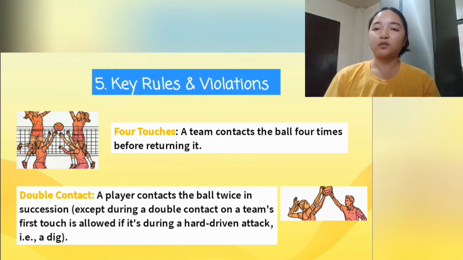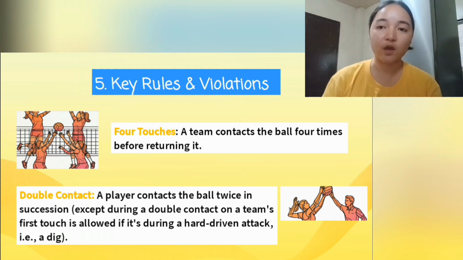A player contacts the ball twice in succession, except during a double contact on a team's first touch, which is allowed if it is during a hard driving attack, a dig. So a double contact happens when one player touches the ball twice in a row. This is usually not allowed except on the first contact, such as when receiving a strong spike or serve, called a dig.